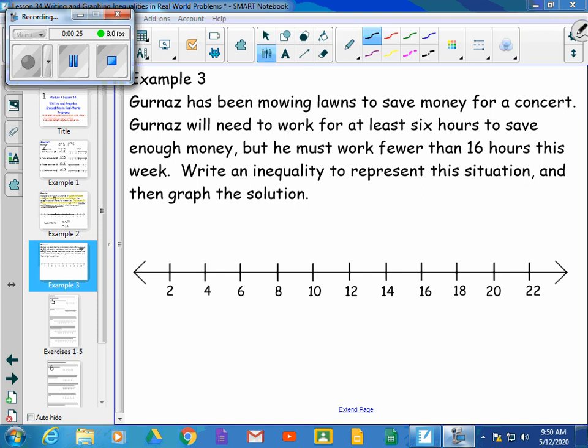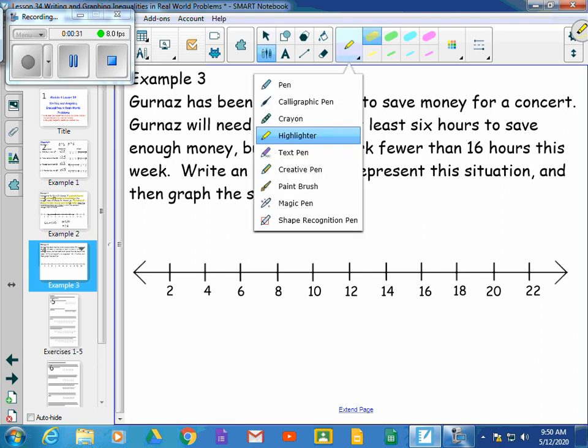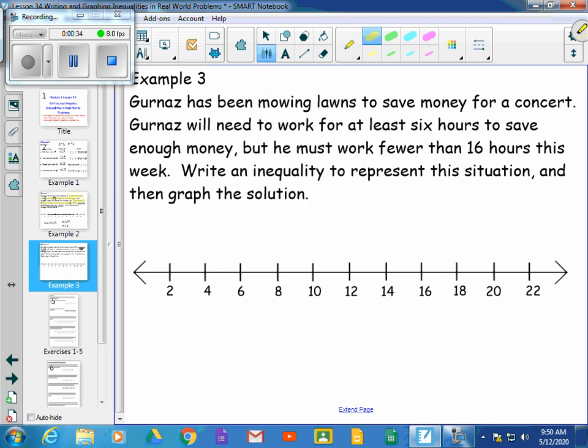I'm going to start by highlighting the information that we're given here. Okay, notice he has to work at least 6 hours. Think about what values might be at least 6 hours. He also has to work fewer than 16. Think about what values would be fewer than 16.